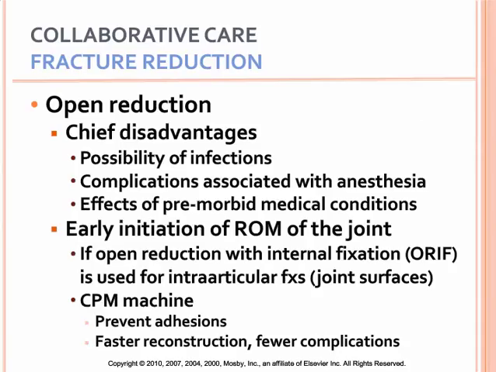The chief disadvantages of open reduction are the potential for infection, complications with anesthesia, and the effects of other premorbid medical conditions. If the open reduction with internal fixation is used for intra-articular joints, there can be early initiation of range of motion, and CPM, or continuous passive motion machine, is used to prevent adhesions and allows faster reconstruction with fewer complications.